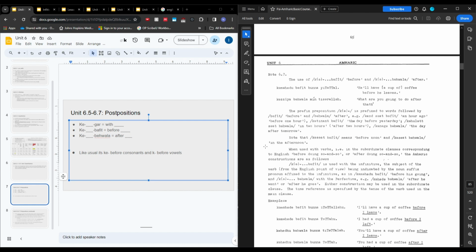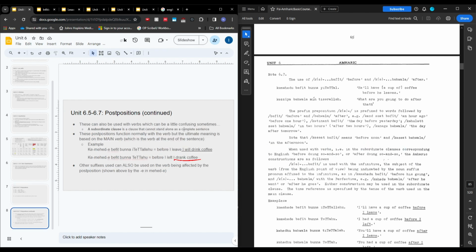Yeah, and then it goes on to explain that when these are used with verbs, they kind of turn into subordinate clauses. A subordinate clause is a clause that cannot stand alone as a complete sentence. So "before he eats" can't be a sentence by itself. There has to be some sort of completeness to the sentence. So that's what the translation is meant to be.